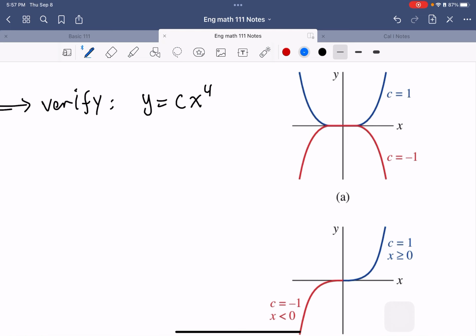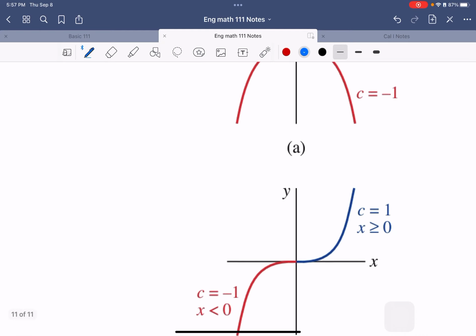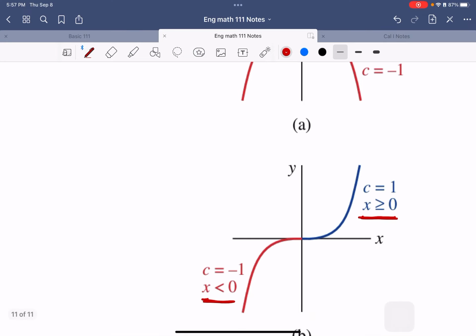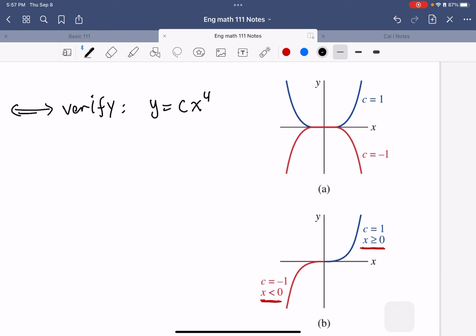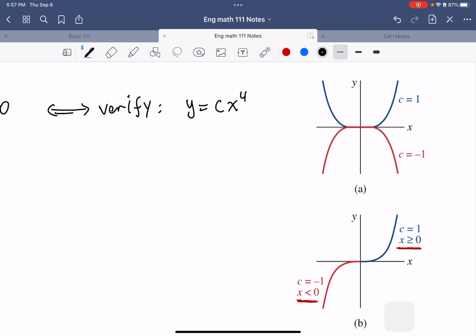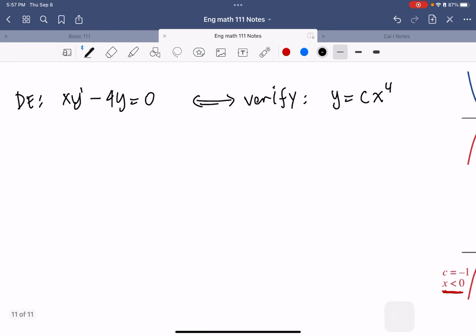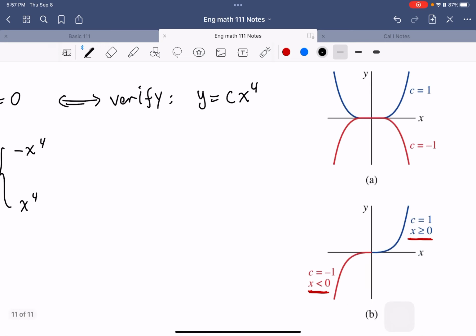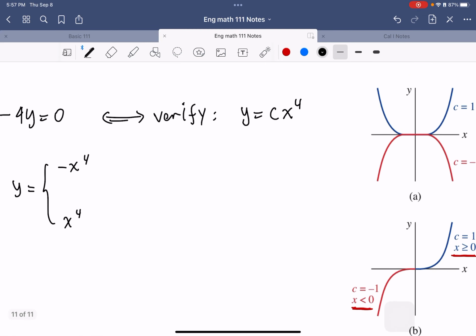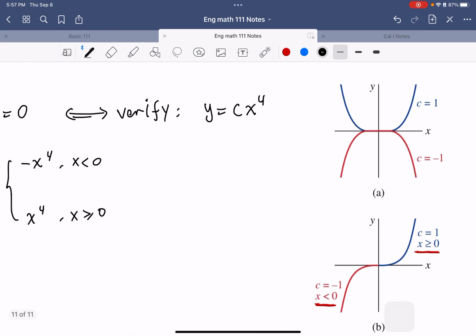Okay, when c is equal to 1, and we can have the interval as well, the positive interval and then the negative interval here. And because we have these two c values, 1 and negative 1, we can develop a solution that is a piecewise function. So first is negative x to the power of 4, and the second is x to the power of 4, and we can see the development with the interval itself. So this is x less than 0, this is x greater than or equal to 0.